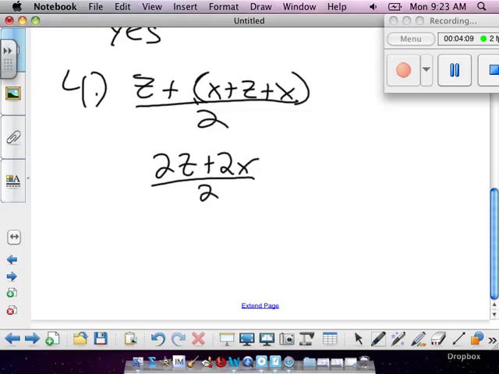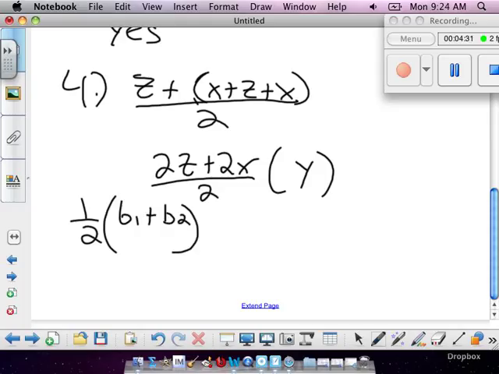Okay? And what have I been multiplying? Once I found the bases, what have I been multiplying them by? Heights. And the height in this case is y. Okay. We also might see this written as 1/2 base 1 plus base 2 times height.